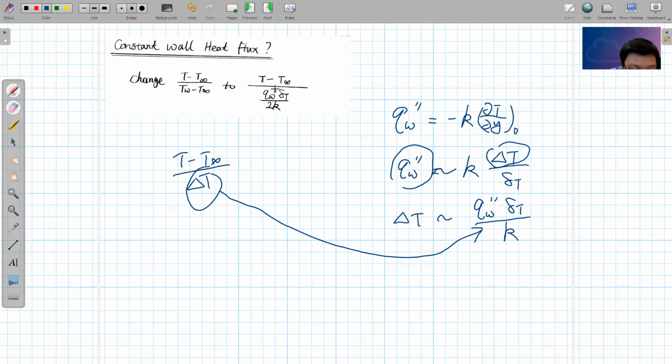I see some literature, some other textbooks, using Q wall prime times delta T divided by 2k. The reason they have 2 here, my guess, is because of this. Let me show you.